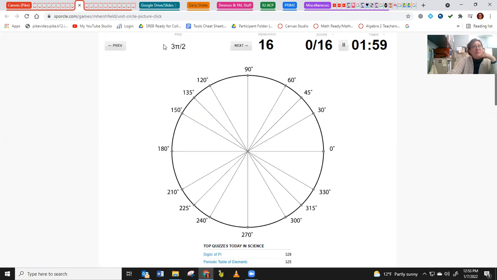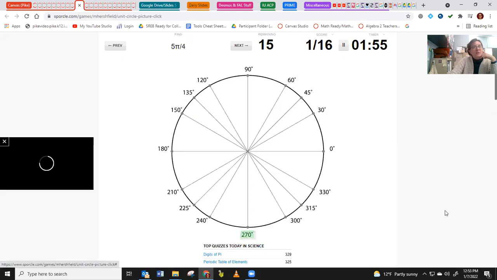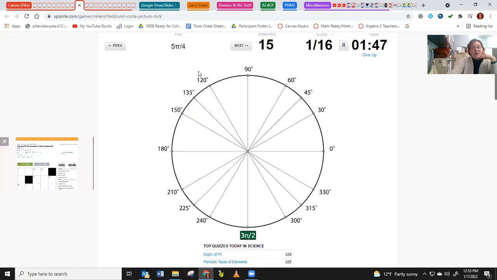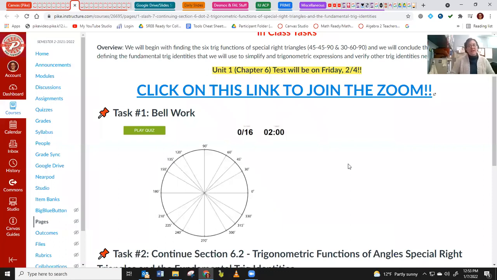It'll give you a radian measure, and you need to click on the angle that would be correct. If it shows up red, it means that you missed that one. If you got it right, then it's green. After you put one in, it will give you the next radian measure. So we're going to do this for about another 1.5 minutes, and then we're going to move forward with the lesson. But I do want you guys to be getting in some practice with those.